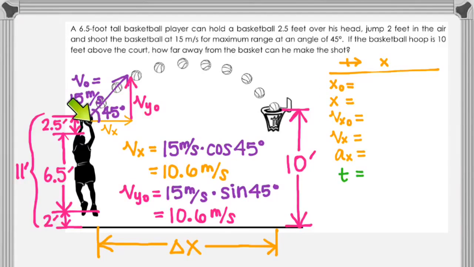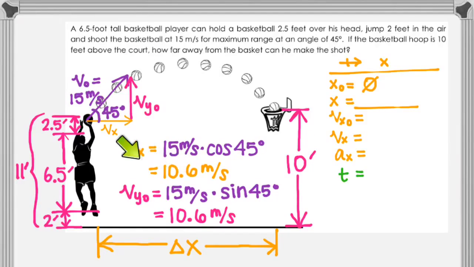We're saying that our ball is starting at the initial position. In this initial position, if my 0 is down here on the ground, then it is starting 11 feet above the ground. But that's my y position, of course. My x position, however, we're just saying that this is 0. And so it's 0 initially in the x, and then it's moving down this way. So my initial x is 0. My final x is, I have no idea, some delta x away. My initial velocity in the x, of course, is this 10.6.